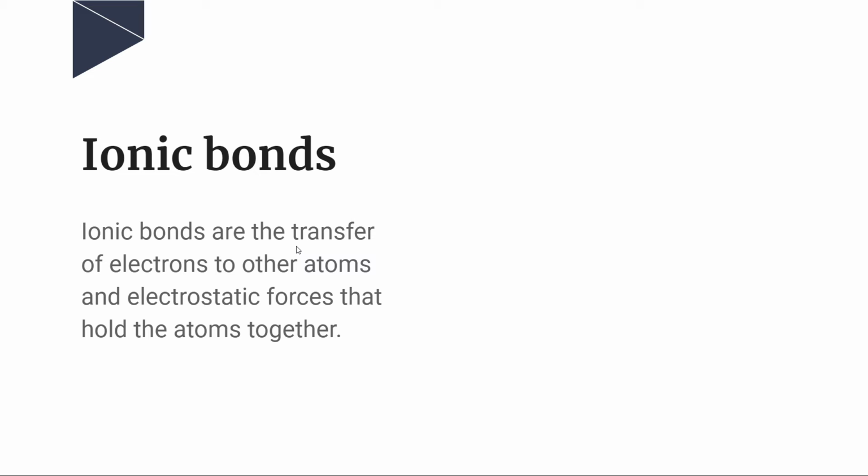What are ionic bonds? Ionic bonds are the transfer of electrons to other atoms and electrostatic forces that hold the atoms together. What does this mean? I didn't understand, right? Now let's learn this with the help of an example. Which example, you say? Something that we cannot live without, and something that brings taste to our food. If you guess salt, yep, that's right.